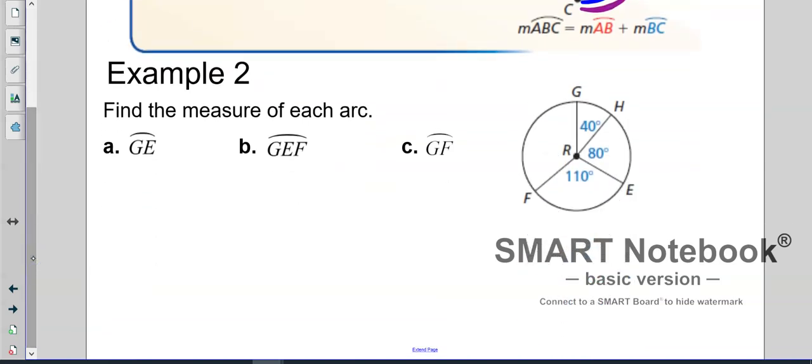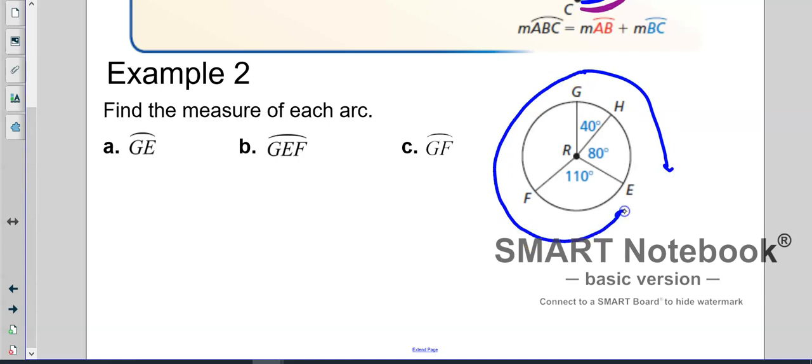All right, so find the measure of each arc. GE. Now, here's another thing you've got to realize. GE, which way do we go? Do we go this way or do we go this way? Okay. If it's a minor arc, we use two letters. So this is going to be minor. And if it's got three letters, it's a major arc. Technically I could call this GHE, but we don't do that because we just use two letters. So when I say GE, that means I'm going from here to here. So that's 40 plus 80, which is 120.